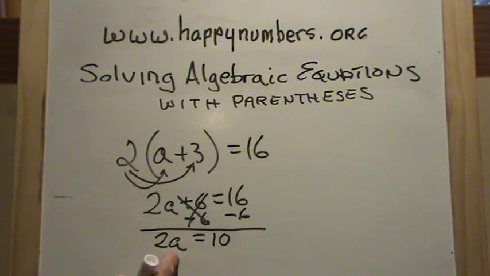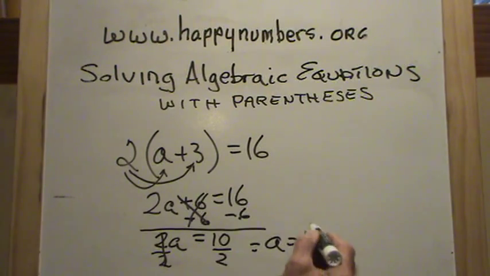I want to isolate A, and this is multiplication, so I use division. So that's 2 divided by 2. These cancel out, and I get A equals 10 divided by 2. A equals 5.